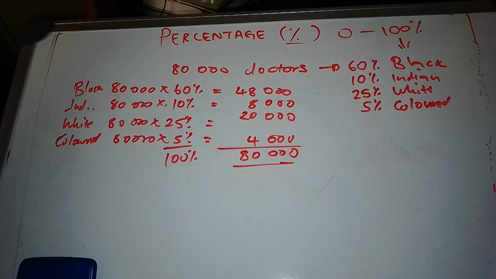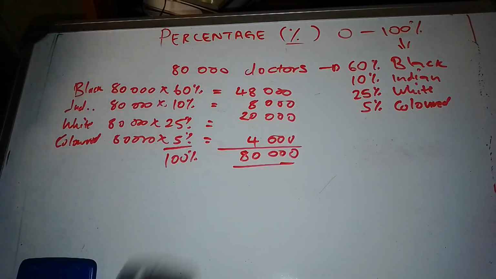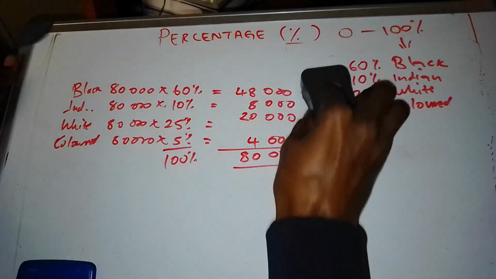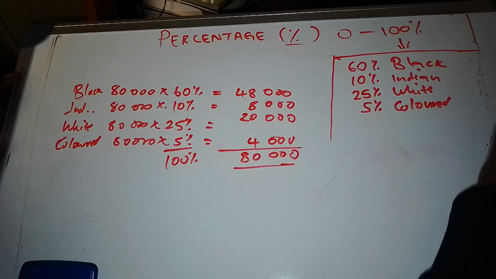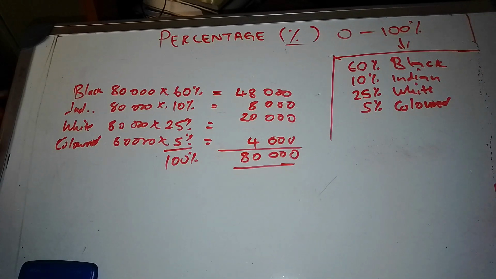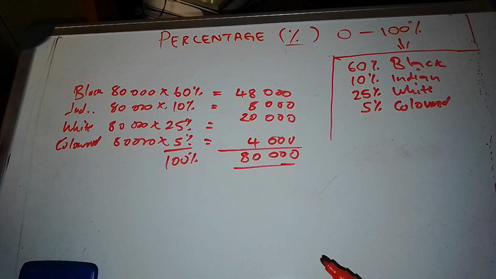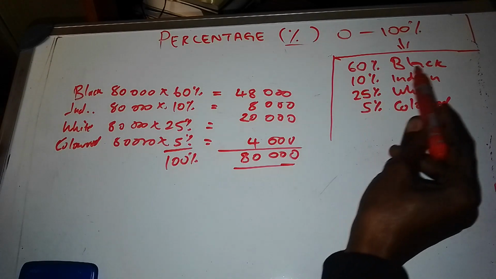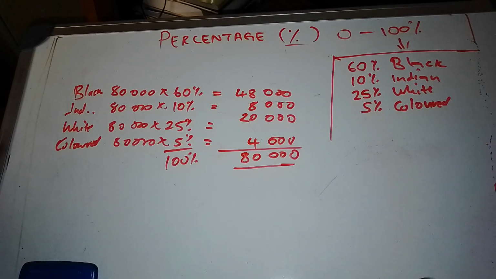Now, I want us to make another example. You've got the same information, right? Let's say you don't have this one. You've got the same statistics. They say in South Africa in 2023, the race representation of registered medical doctors was 60% black, 10% Indian, 25% white, and 5% colored.